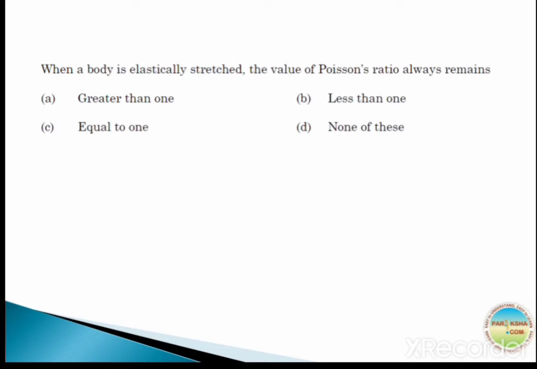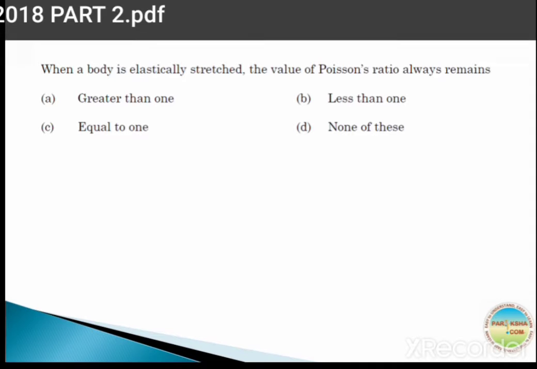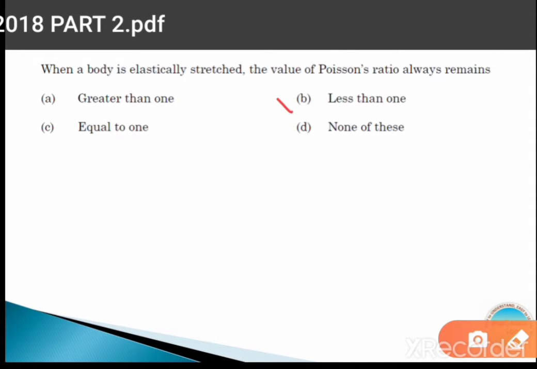When a body is elastically stretched, the value of Poisson ratio always remains: A, greater than 1, less than 1, equal to 1, none of these. The correct answer for this question is less than 1. Poisson ratio is defined as the ratio of lateral strain to longitudinal strain, and Poisson's ratio lies in the range of 0 to 0.5.